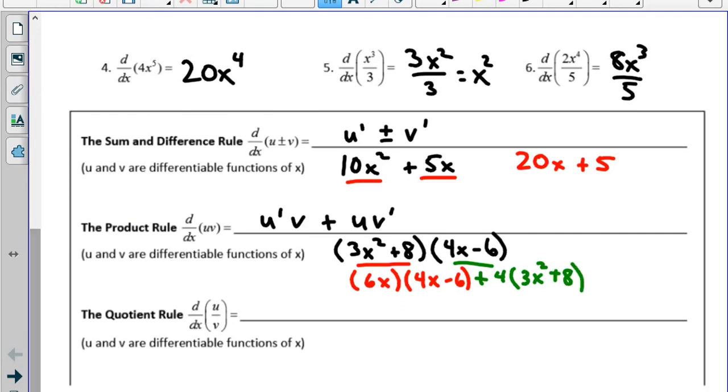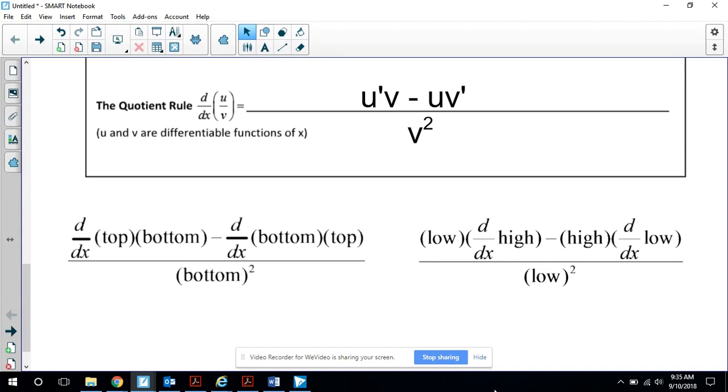Finally, the quotient rule. The first time I made this video, I kind of screwed up the quotient rule, so I'm going to make sure that I don't screw it up this time. The quotient rule, if we have two differentiable functions of x, u and v, it is the derivative of u times v minus the derivative of v times u all over v squared.